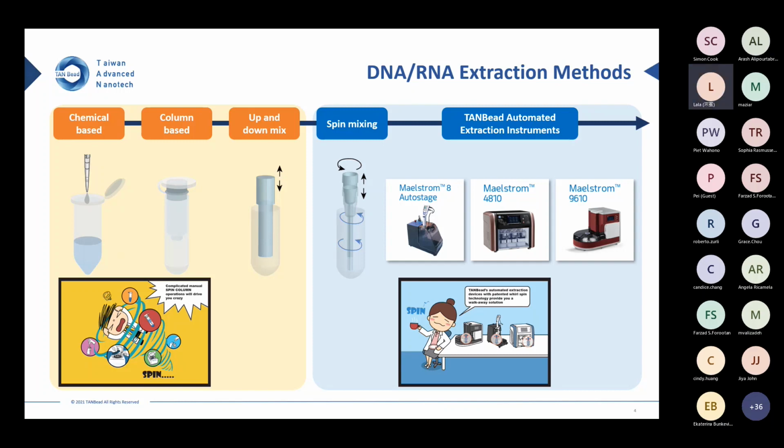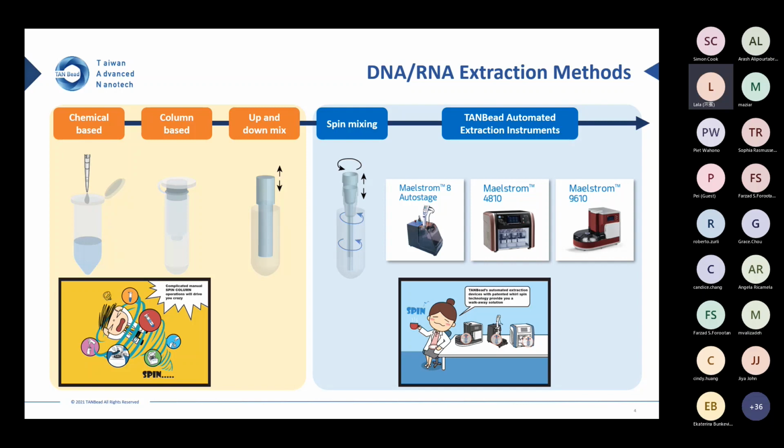Now, for automated extractions, what we will do is put the samples into a reagent kit and then plug the reagent kit into an instrument, and that instrument will do the extraction process for us. The instrument might use up and down mixing or spin mixing. If you're familiar with TANBead instruments, we are using spin mixing in order to increase the processing volume and also to minimize cross-contamination.